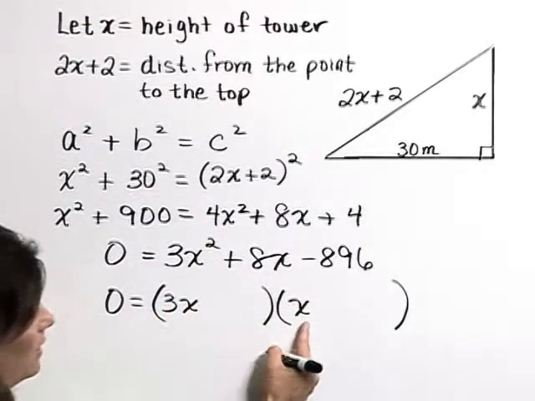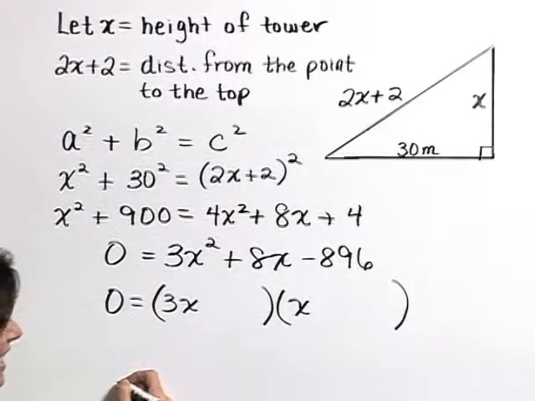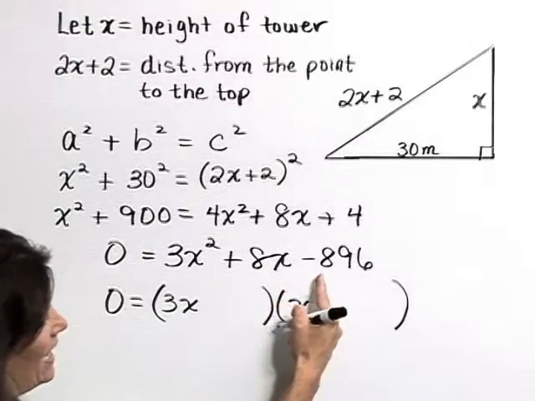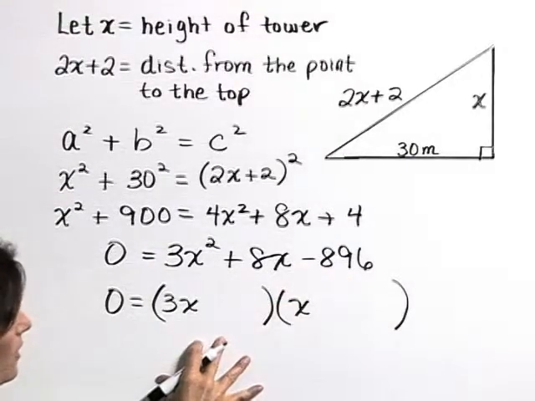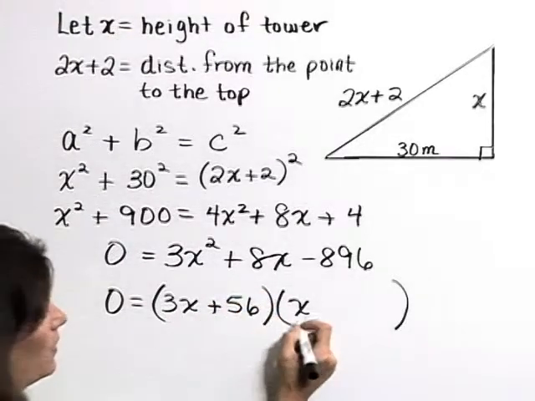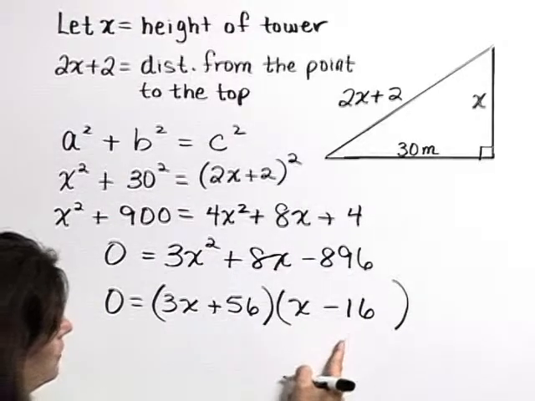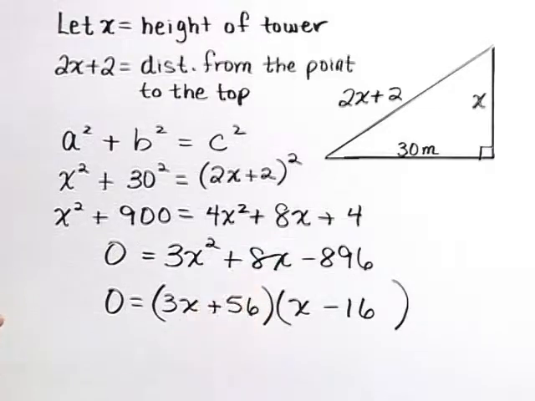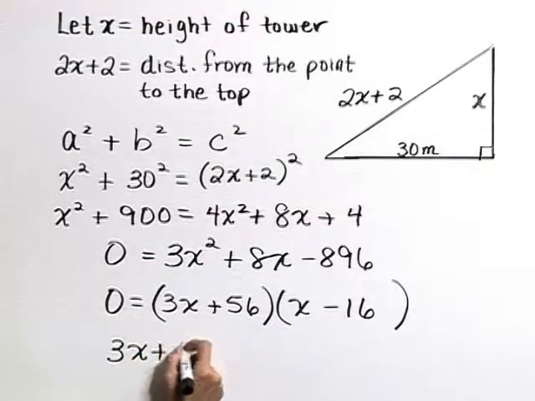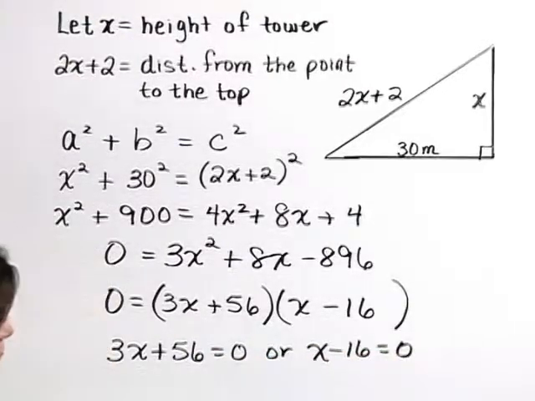Let's factor this trinomial on the right-hand side. Its leading factor terms have to be 3x and x to give 3x squared. Now, factors of negative 896 that are going to make this work, after some trial and error, we arrive at a positive 56 and a minus 16. 56x minus 48x gives this middle term 8x. So we have a correct factorization. Now your zero factor property: 3x plus 56 is 0, or x minus 16 is 0.